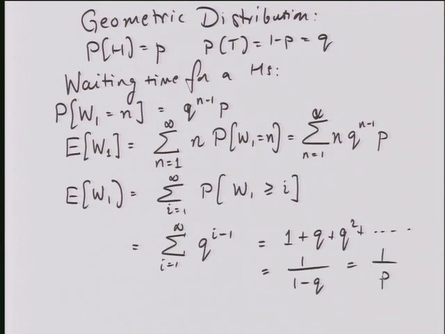Okay, so that sort of makes sense, right? It's the nicest thing we could have expected. If the probability of heads is 1/3, how many times do you expect to flip the coin before you get a heads? It's 3.